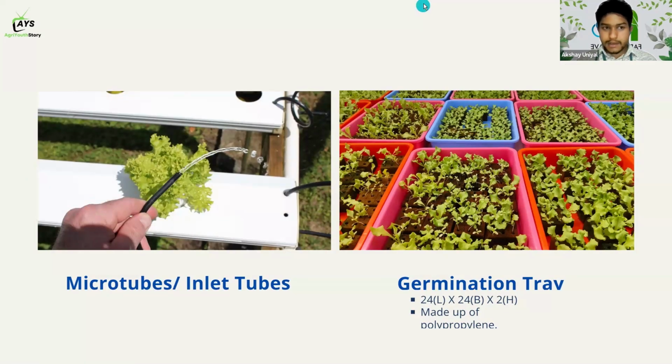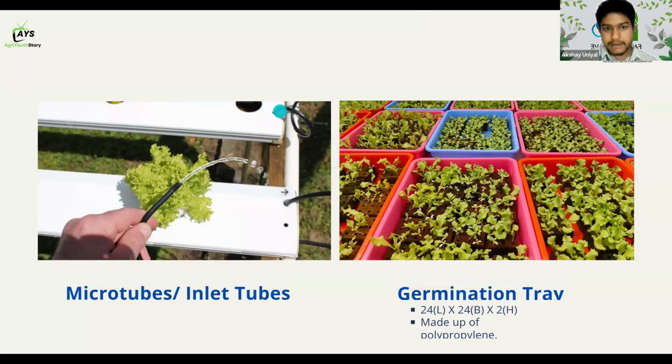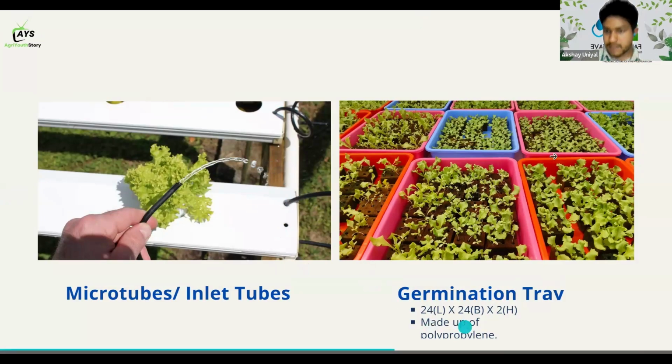Okay. So coming to this, you remember, these pipes are putting in a constant flow of water. You can see the water flow is not very sharp, not very hard. So it's a very mellow flow of water that is happening from one end. The water will go out from the other end and will create a film of nutrient rich water. Now these are the germination trays. This is the standard size of a germination tray, that is 24 centimeter by 24 centimeter by 2 centimeter.